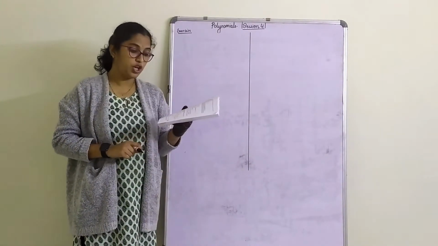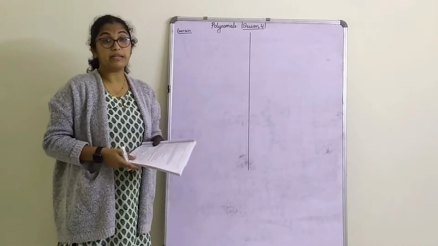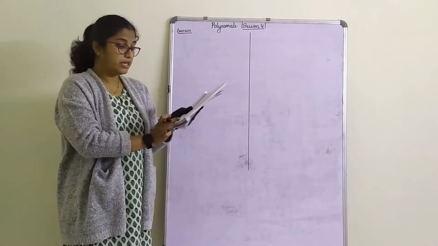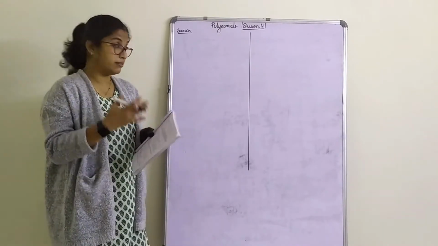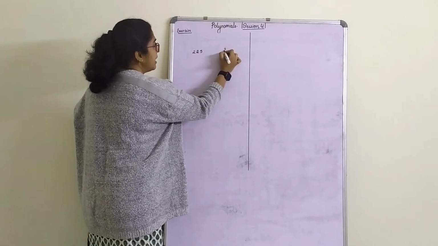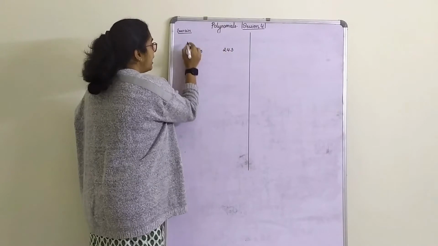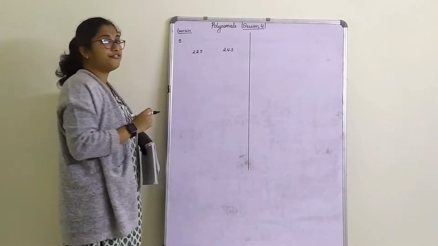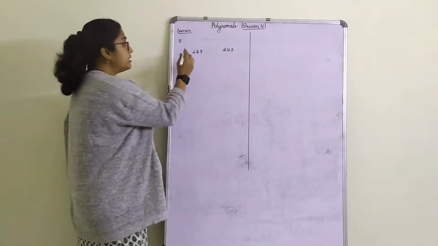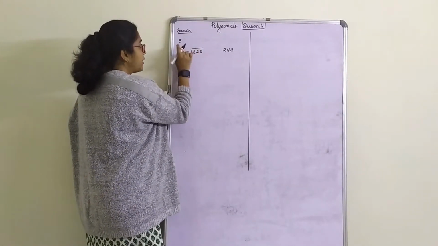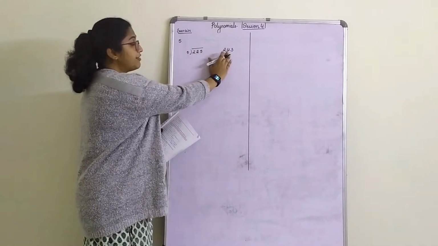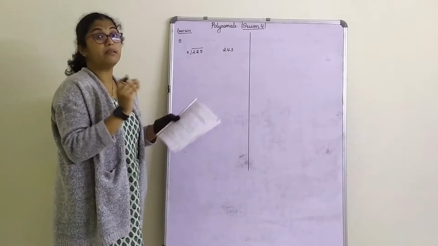Determine which of the following polynomials has x plus 1 as a factor. To understand this question, suppose I give you two numbers, say 225 and 243, and I have to check whether 5 is a factor of 225 and 243. What do I do here? I simply divide by 5. So here 5 is like x plus 1, and 225 and 243 are nothing but the given polynomials.